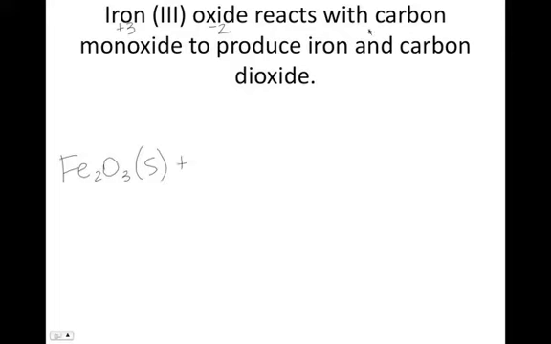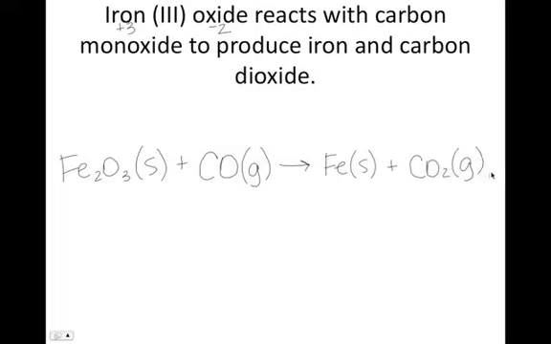Adding to that, carbon monoxide, which means CO, and carbon monoxide at room temperature is a gas. You should know that from experience. To produce iron, so I'm going to say that's going to be solid iron, and carbon dioxide, which is CO2, also a gas.